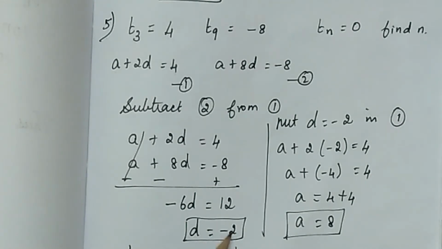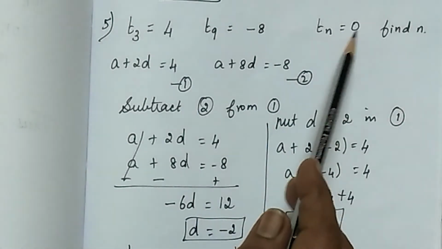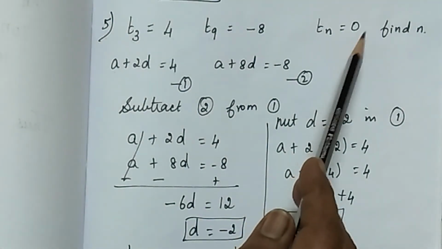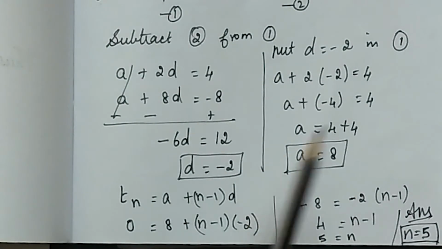Now put the value of d in equation number 1. And you got a is equal to 8. Now we have to find out which term is having 0.